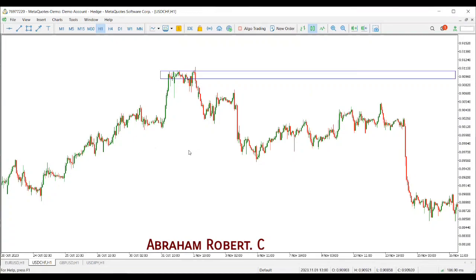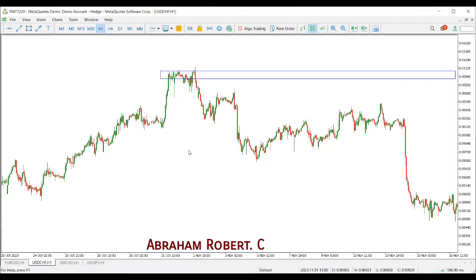So we're looking at support and resistance. Support and resistance is a very, very important concept in Forex that you need to master. After candlestick, the next thing you need to master is support and resistance.